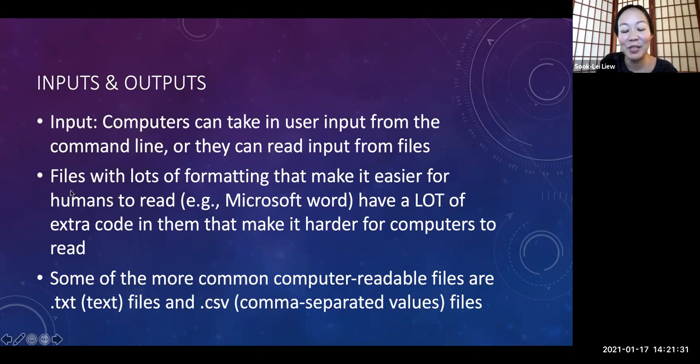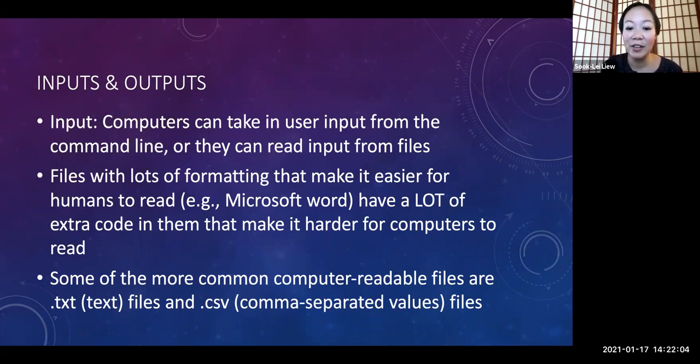However, as with GUIs and command line, different file types have different amounts of formatting that make it easier for humans to read. So in Microsoft Word, for instance, you can do spaces, tabs, line breaks, you can bold, underline, insert pictures, etc. And in order for those files to be human readable for us and so easy for us to look at, they have a ton of extra code embedded in them that make it a lot harder and more complicated for computers to read.